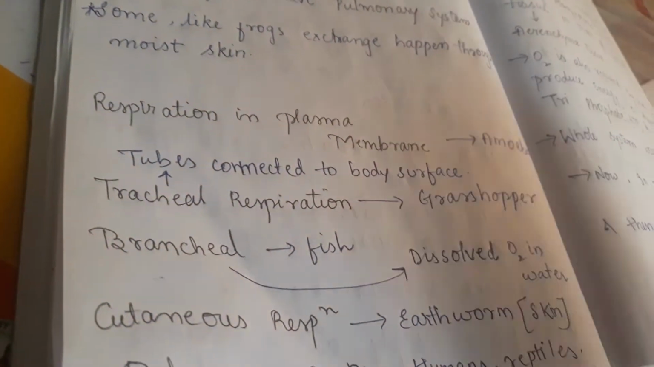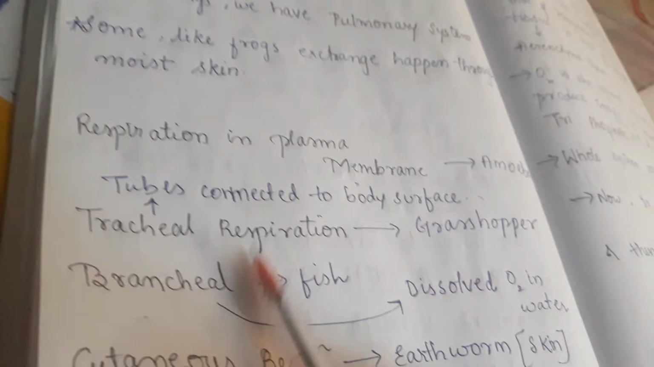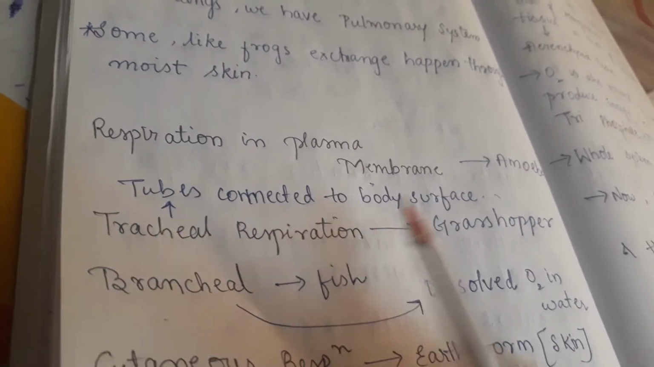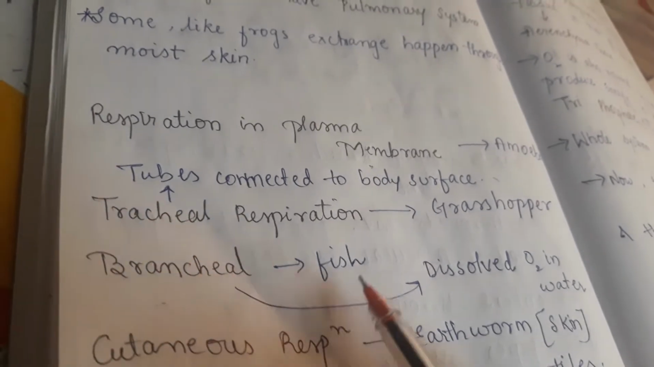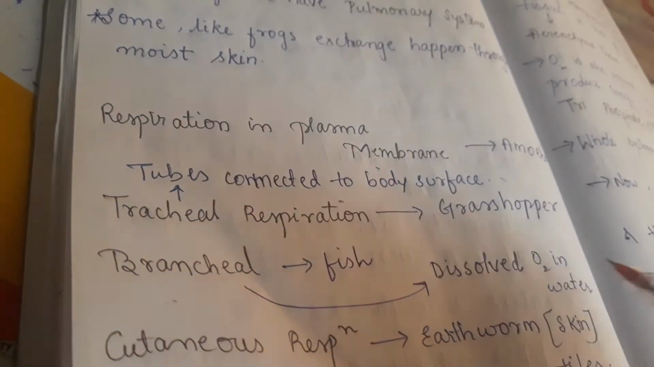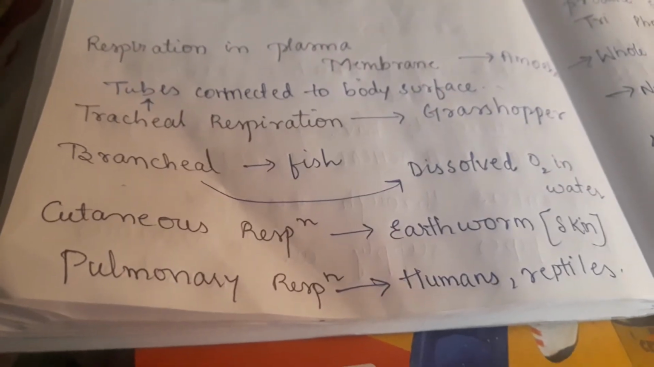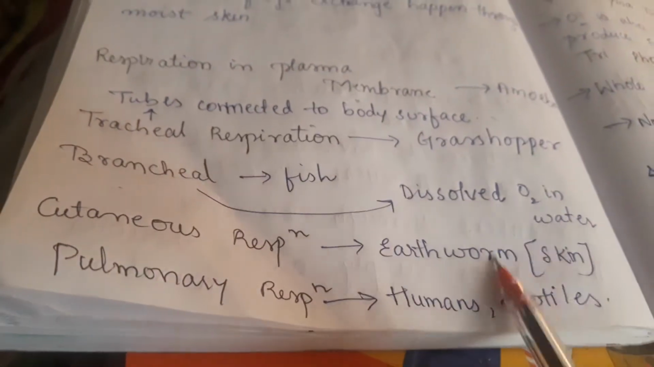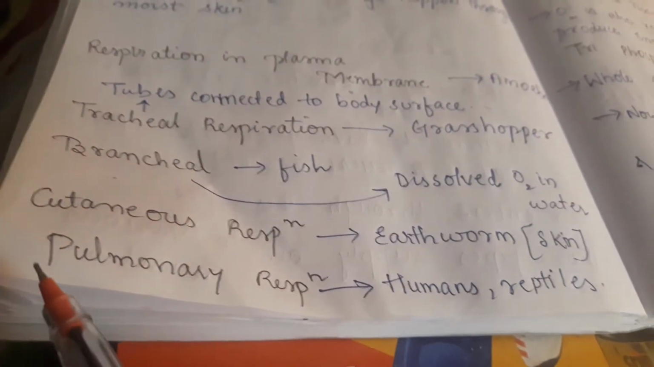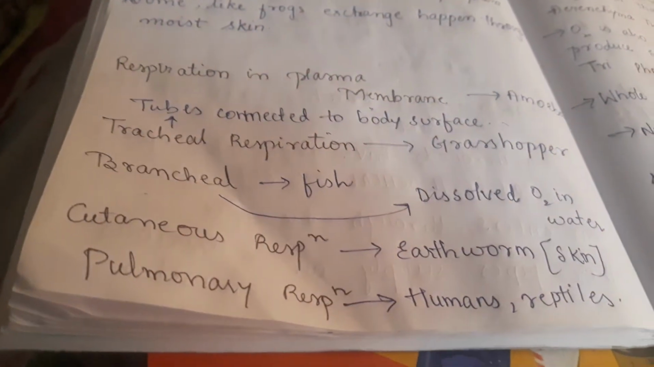Now I'll just give a brief. See, respiration through the plasma membrane, that is amoeba. Tracheal respiration is tubes connected to the body surface, that is grasshopper and everything. Branchial respiration helps in fishes, with dissolved oxygen in water. Coming to cutaneous respiration, whenever the word cutaneous comes, you should remember it is related to skin. So earthworm etc., it's related to your skin. Pulmonary respiration, whenever the word pulmonary comes, it's related to lungs, humans and reptiles.